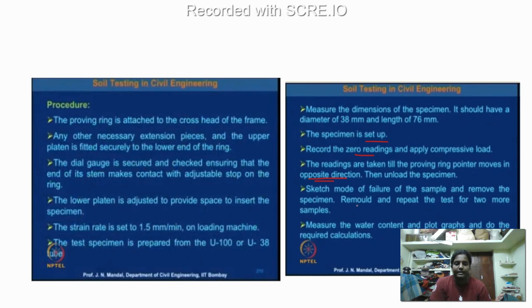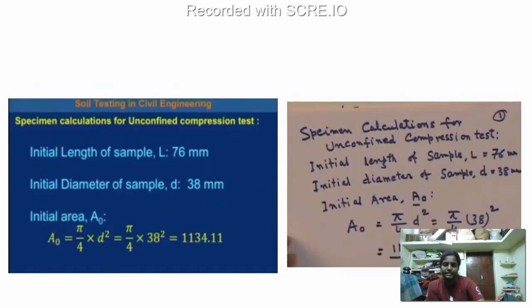Sketch the mode of failure and remove the specimen. You have to measure the water content. So it is an easy graph actually. You are finding the length of the sample, the diameter of the sample, and noting down the initial area.